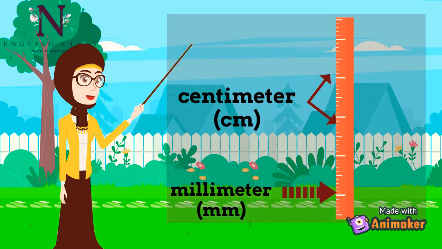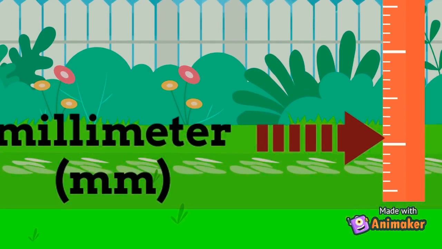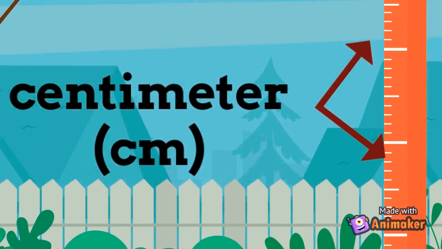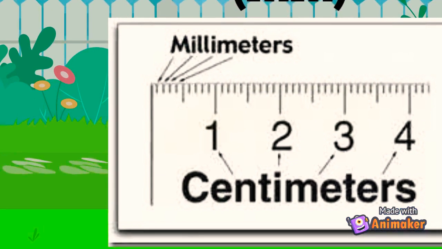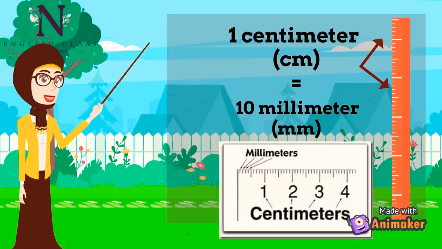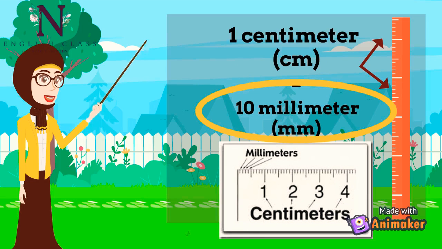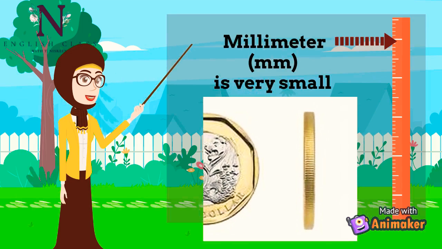If we look at the ruler and zoom in, you will see the little lines. Each one of these little lines represents 1 millimeter. And each 10 lines represent 1 centimeter. So, if I have 1 centimeter, how many millimeters do we have? Good job! 10 millimeters. So, 1 centimeter equals 10 millimeters. The millimeter is really small. It's about the thickness of a coin.